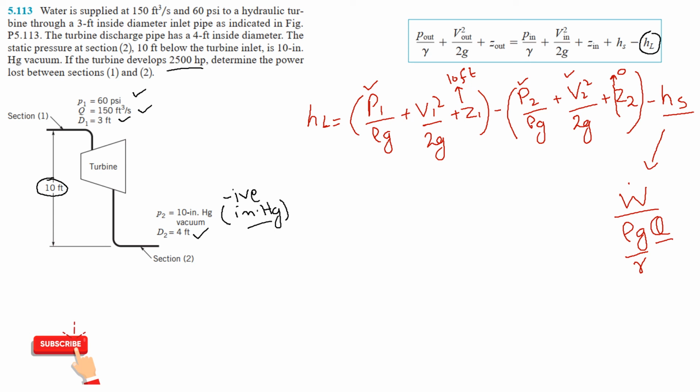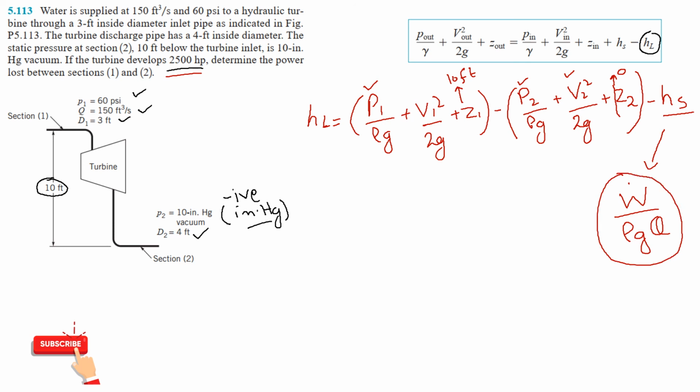So we wrote this term. You can revisit those slides. So we can write our shaft work head as this. So if the turbine develops 2500 horsepower, so this is the horsepower that the turbine is developing. So here we will put the value 2500 horsepower. So now we are going to find our velocities.